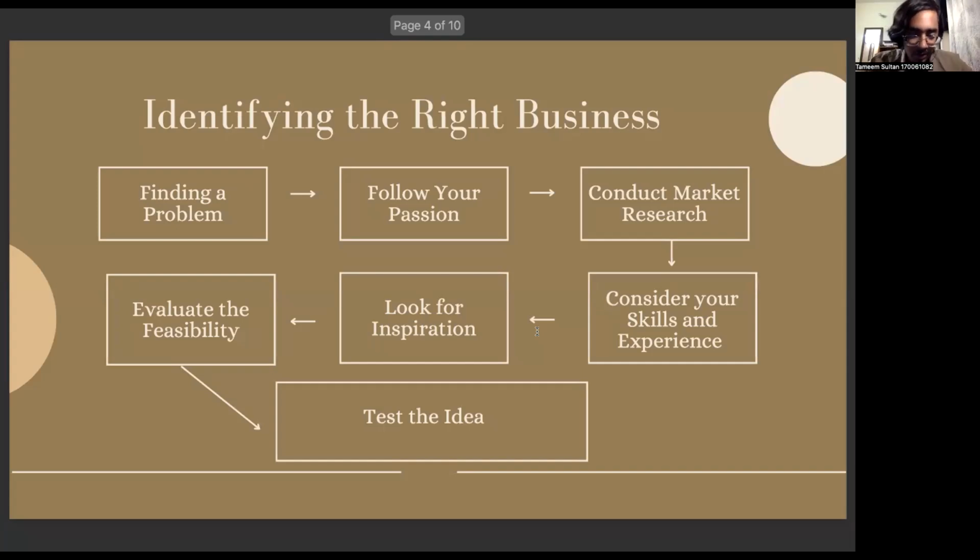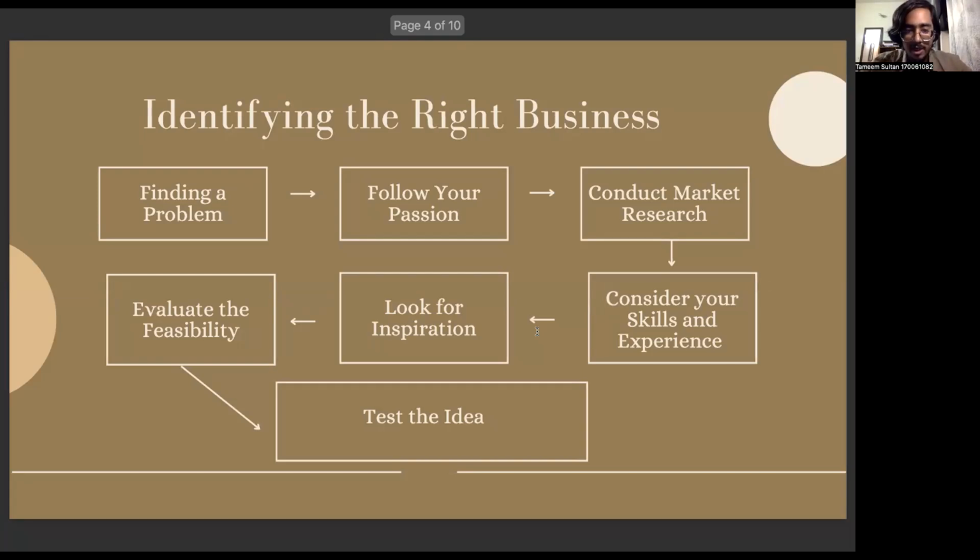Then you have to start looking for inspiration. Attend different industry events, read industry publications, and network with other entrepreneurs. This can help you stay up to date on the latest trends and identify potential business opportunities.